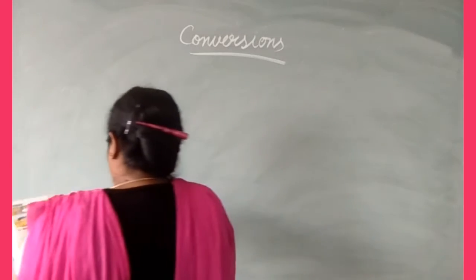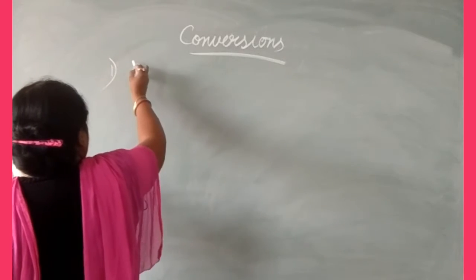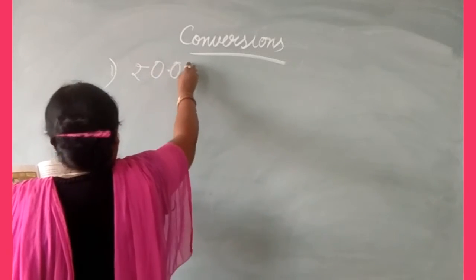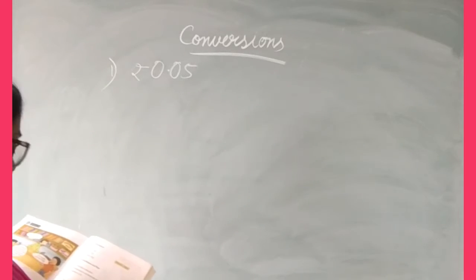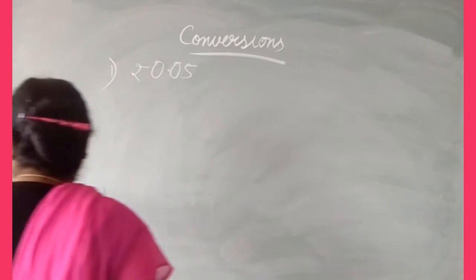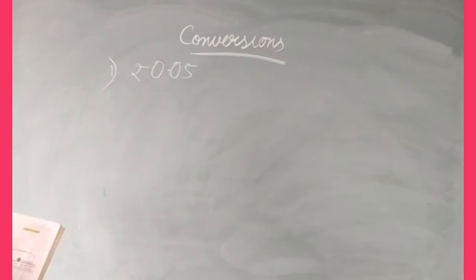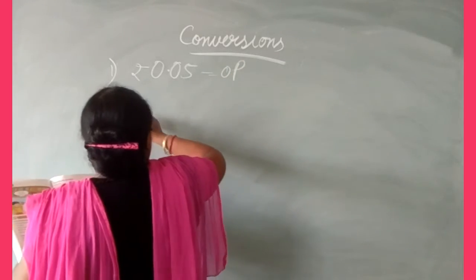Suppose you think a sum is given here. Number one, rupees 0.05. Yes, and this thing you have to change into what? Paisa. So here 0 rupees is there, so the answer will be 0 paisa.